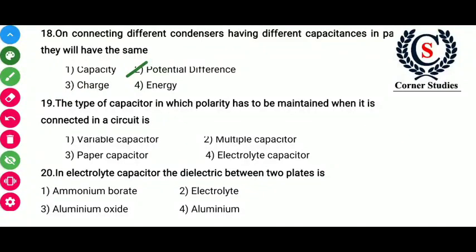19th one. The type of capacitor in which polarity has to be maintained when it is connected in a circuit is: variable capacitor, multiple capacitor, paper capacitor, electrolytic capacitor. Next, last one. In an electrolytic capacitor, the dielectric between two plates is: ammonium borate, electrolyte, ammonium oxide, aluminium. Answer: aluminium. So students, these were the questions.